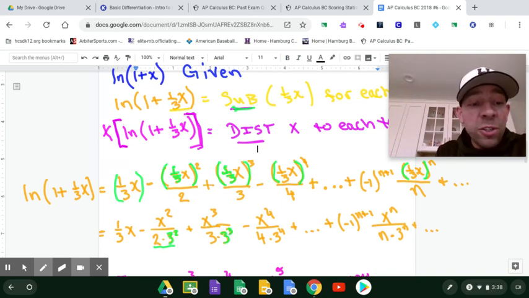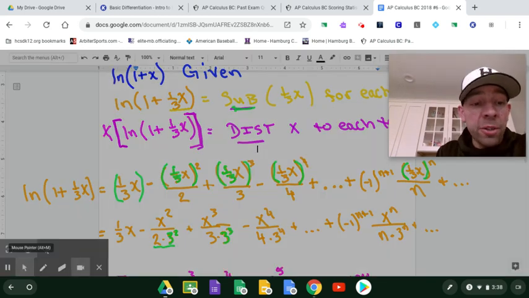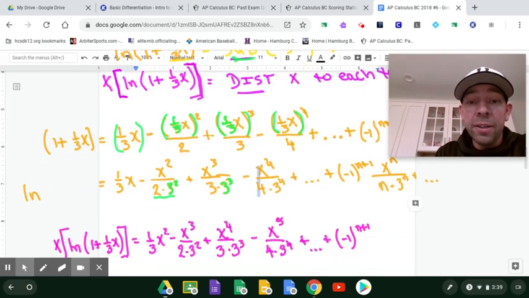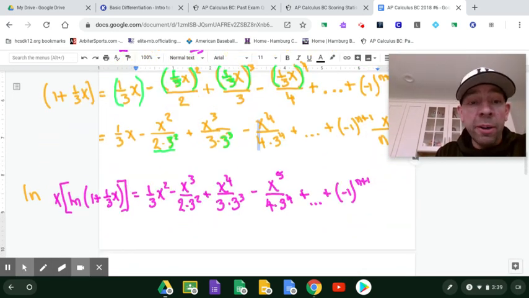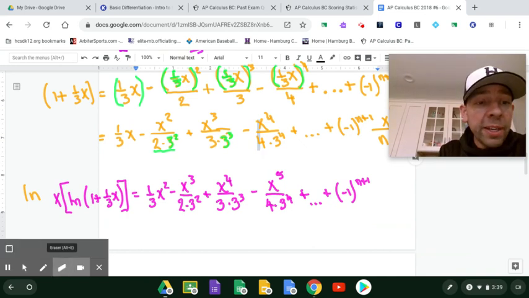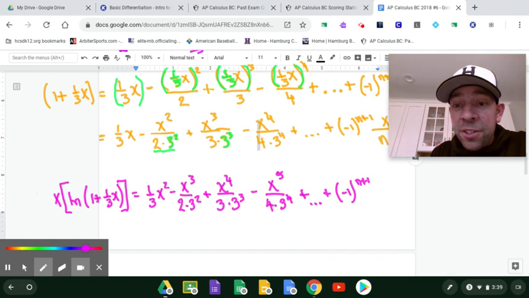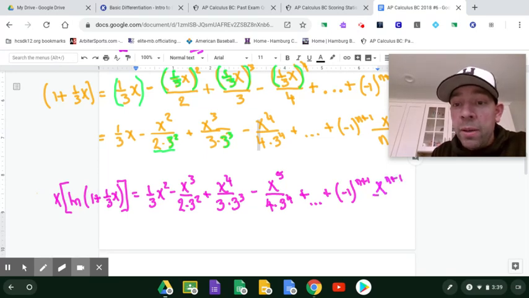And now phase 2, we're going to try to distribute an x into each term. So all we're doing is taking that polynomial we'd already created. What we've got cooking here in pink is me taking the previous answer and distributing an x, and when I get to this last term, I've got to multiply an x times an x to the n, which is going to make x to the n plus 1 all over n times 3 to the n.